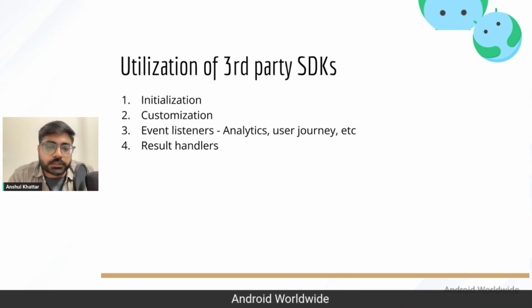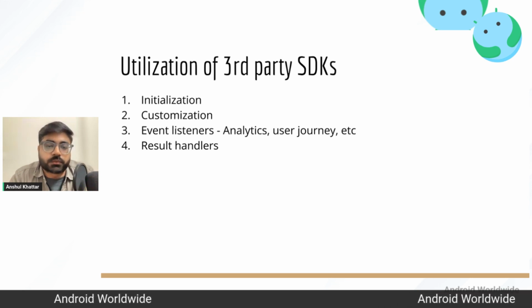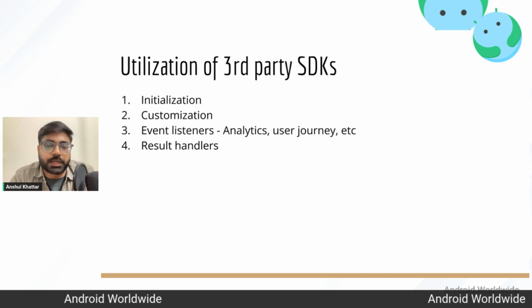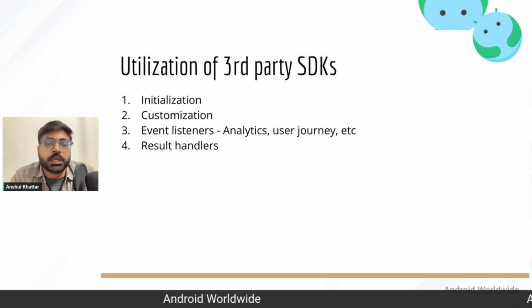Then we have event listeners. Event listeners are used for analytics and user journey tracking. Most of the third-party SDKs expose methods where you can track where the user is acting right now, where the user is moving. You can track user actions, and based on those actions, you can have your analytics classes pass it to your backend or to the storage wherever you are storing the user journey, and make certain actions in the background based on the actions of the user.